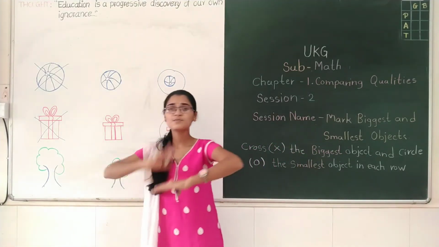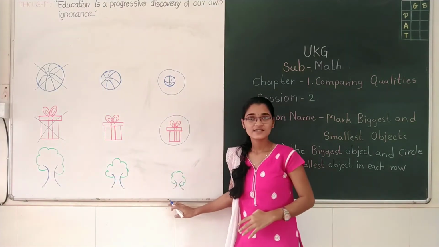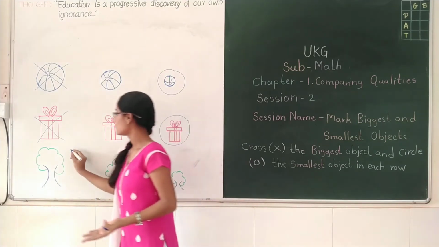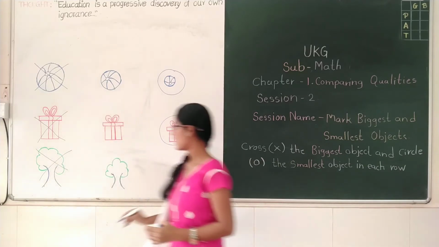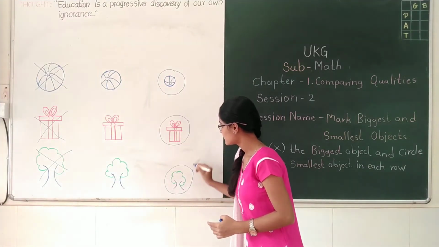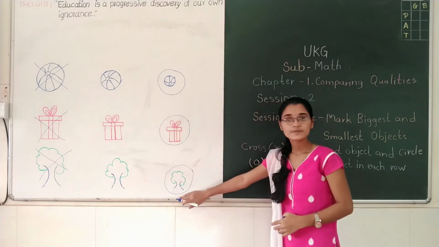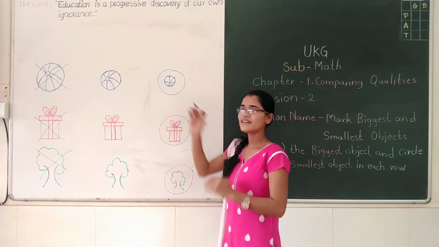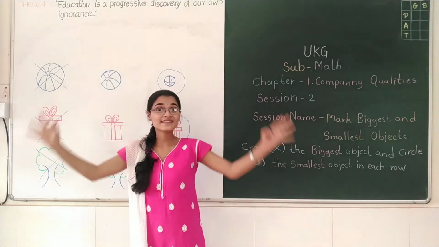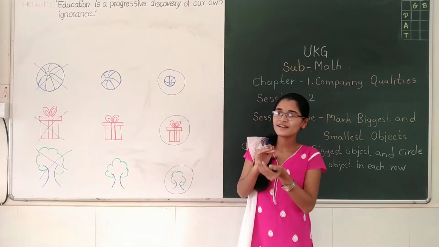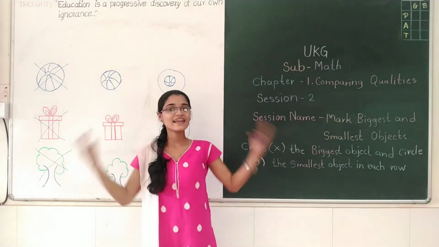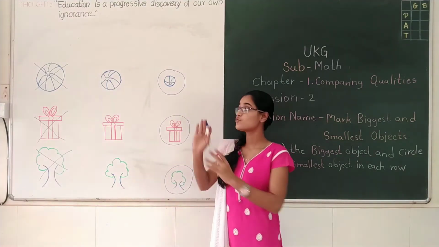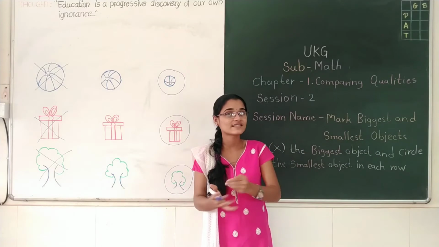And this tree is much more big than the rest. So this tree is the biggest tree, right? So you have to put a cross here and circle this tree. Okay, so this is the smallest tree, this is the biggest tree. This is the smallest ball, this is the biggest ball. Then this is the smallest box and this is the biggest box. Students, like this you have to learn about biggest and smallest.